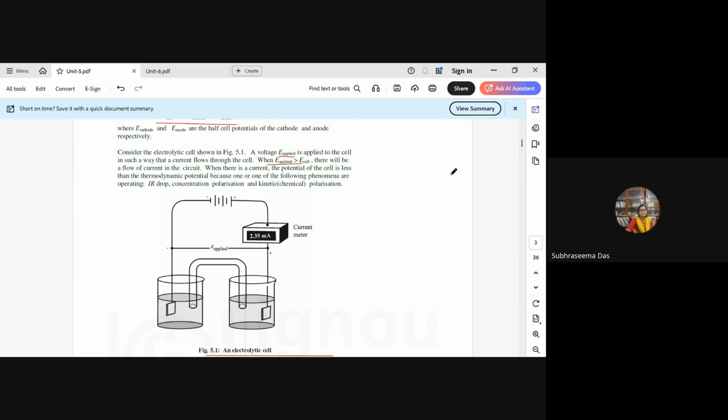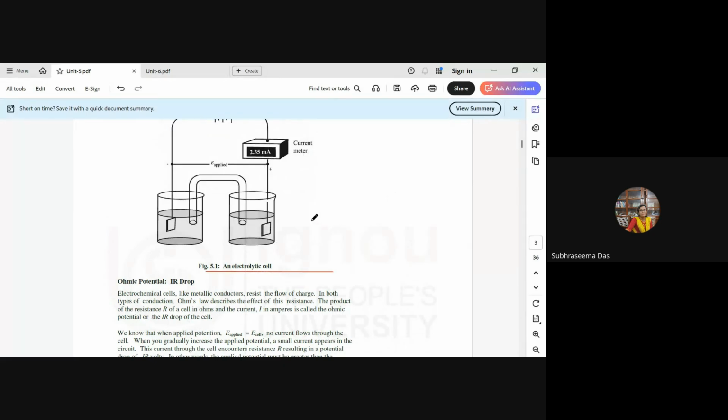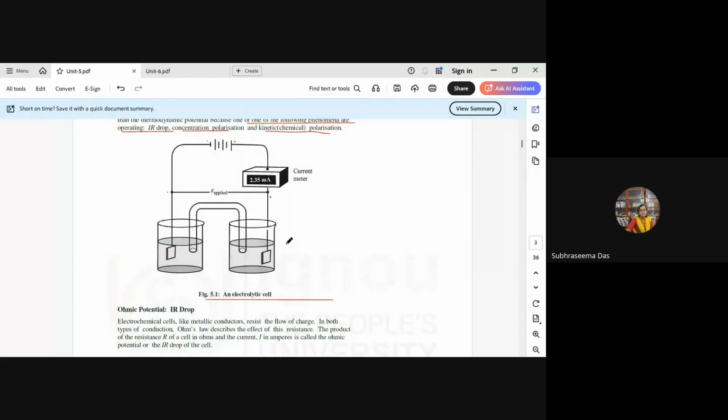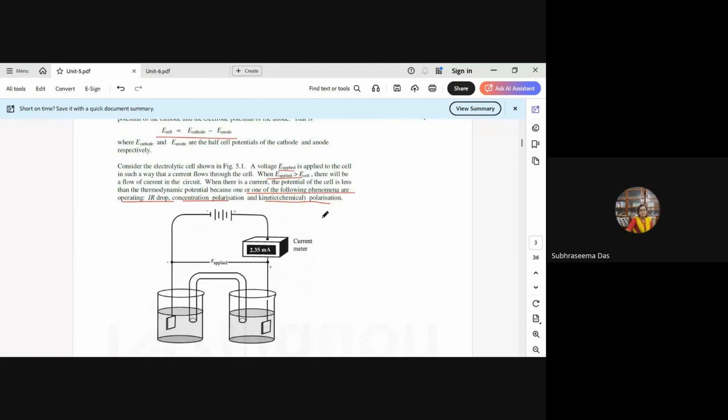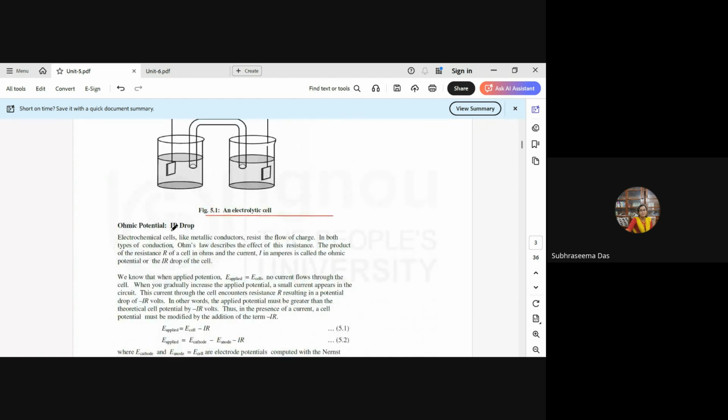current in the circuit. So when there is a current, the potential of the cell is less than the thermodynamic potential, because one or more of the following phenomena occur. And what are those? That is due to IR drop, concentration polarization, and kinetic polarization. Now coming to these three terms, what are the three terms that occur during the process of current flow within the cell? First that occurs is called IR drop.